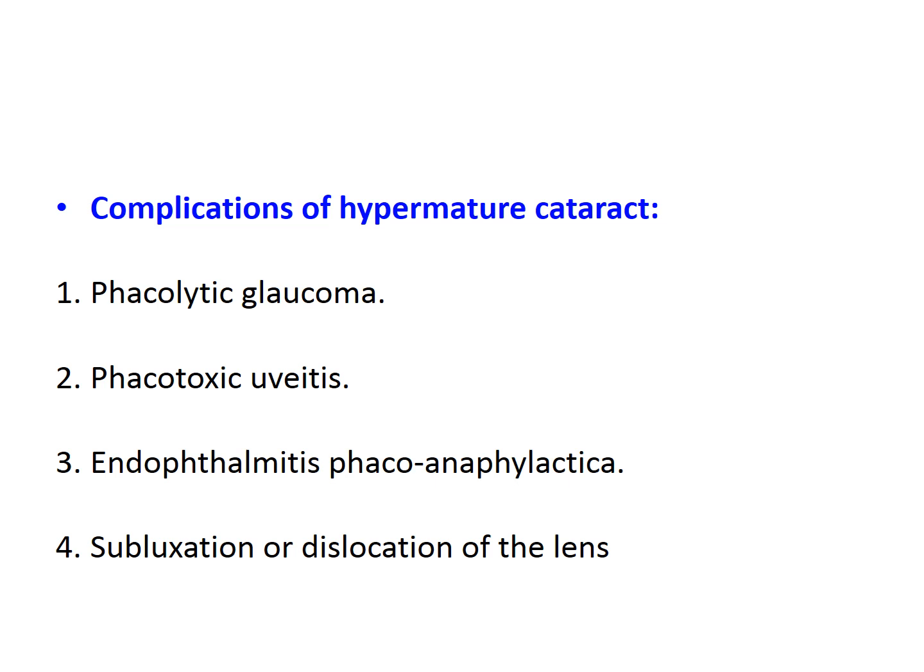The hypermature cataract could be complicated by phacolytic glaucoma and phacotoxic uveitis. This proteolytic substance can cause irritation of the uveal tract. Endophthalmitis, this is the inflammation of the interior of the eye, is called endophthalmitis phacoanaphylactica. Subluxation or dislocation of the lens may occur due to degenerative weakness of the zonules.